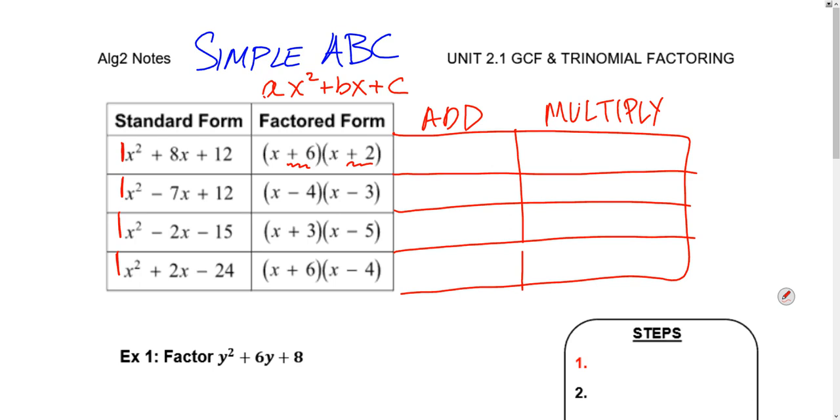Inside of here, I have a 6 and a 2. They're both positive. So when I add them, the answer is 8. When I multiply them, the answer is 12. So fill out the rest of that table. Add the 2 numbers. Be sure to use the signs that are in there too.